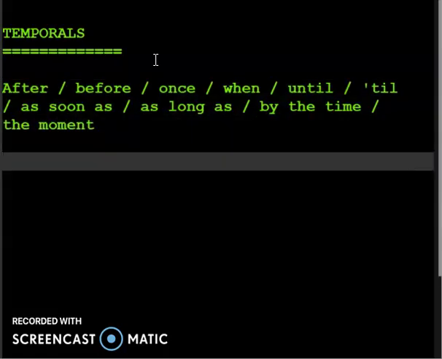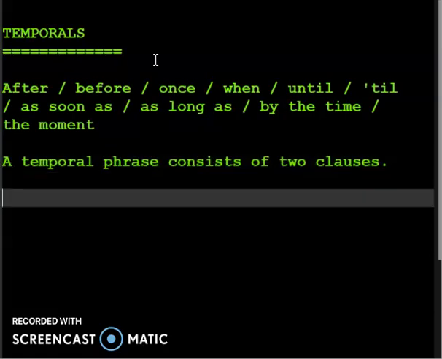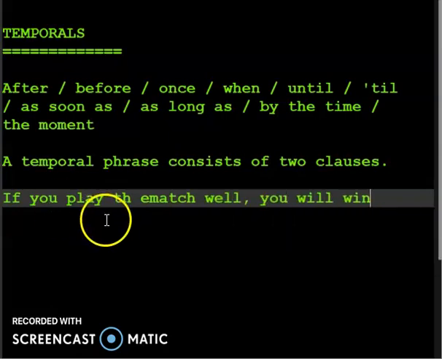Okay. So a temporal phrase consists of two clauses. Now, what do I mean by two clauses? If you think of a conditional sentence, let's do the comparison between the two. Let's say, if you play the match well, you will win. Right? If you play the match well, you will win.